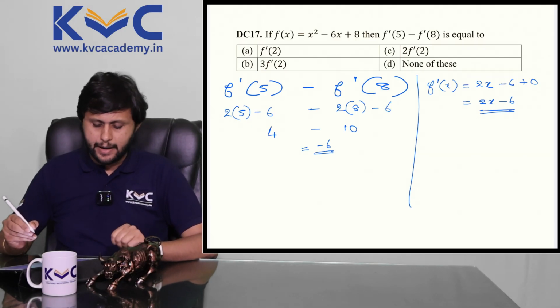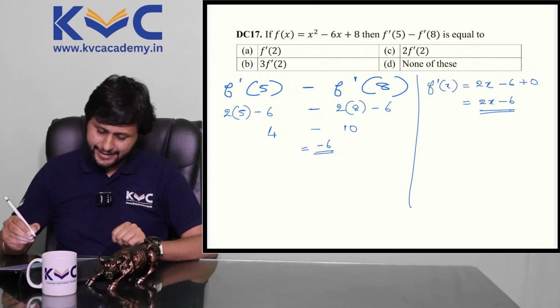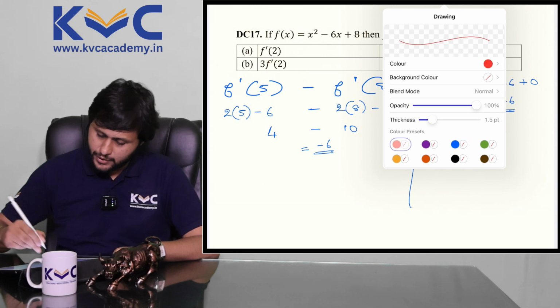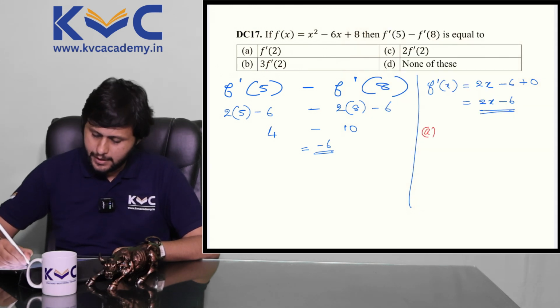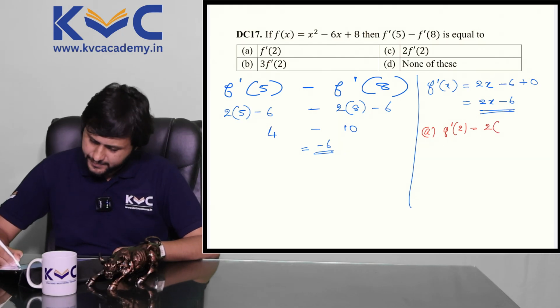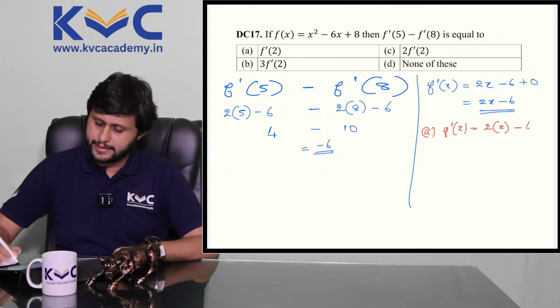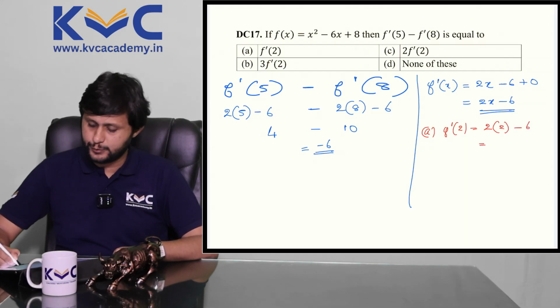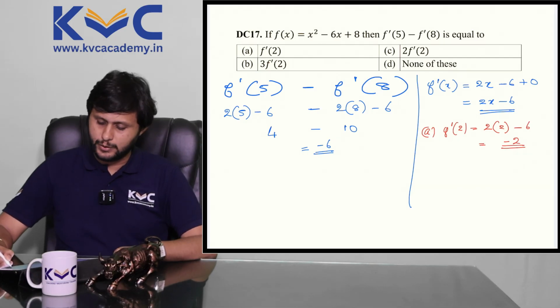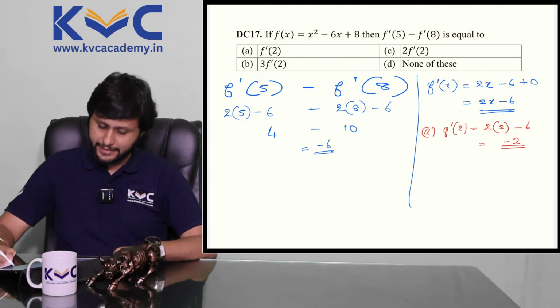But that option is also not there. Correct? Options that we have is f dash of 2. Can it be f dash of 2? Let me check. I will check the options now. I'm switching to red. Maybe for trial and error. F dash of 2 is equal to 2 into 2 minus 6. 2 2s are 4. 4 minus 6 is minus 2. So f dash of 2 is minus 2.